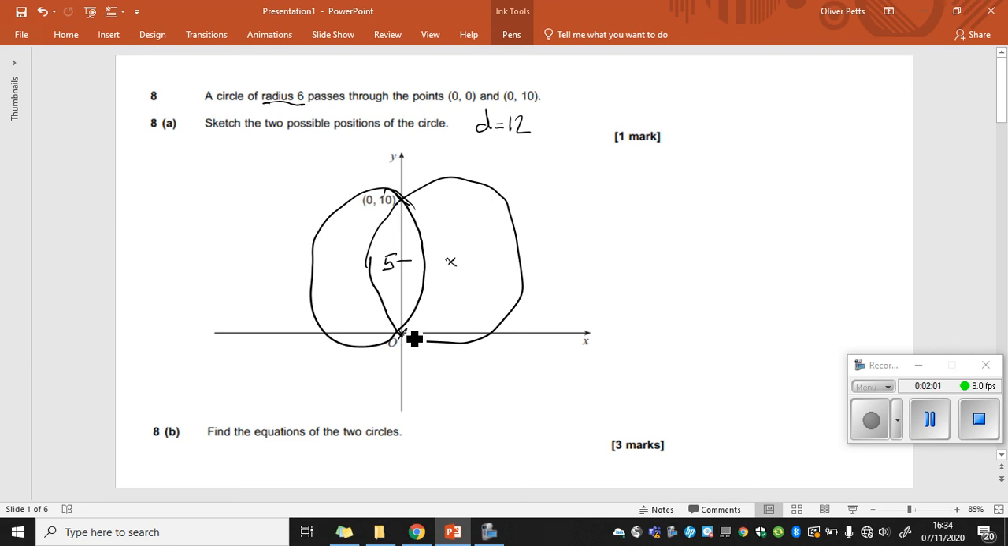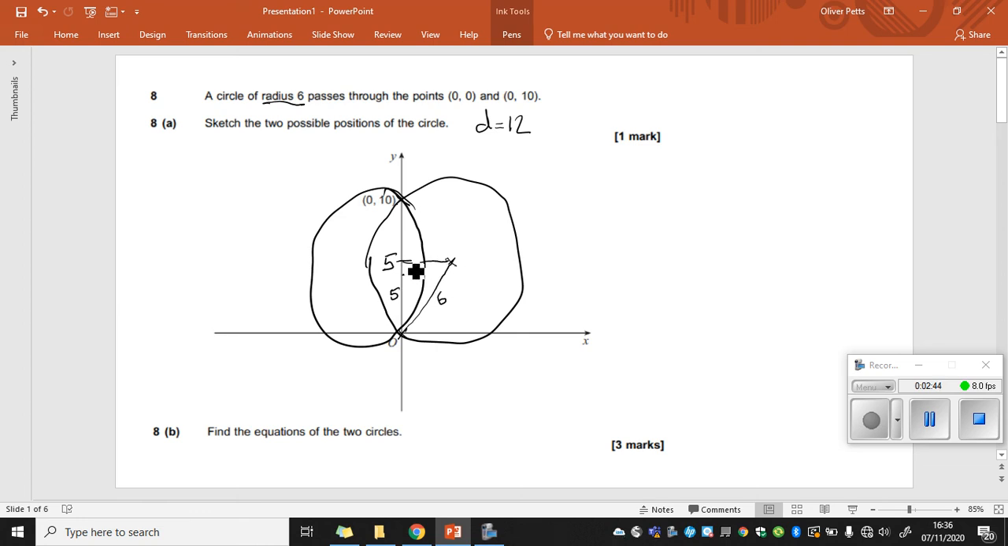If I now produce a right-angled triangle connecting either (0, 0) or (0, 10) to the center, and then connecting across to the y-axis, obviously that will be right angled there. What do I know about this right angled triangle? The distance from (0, 0) to the center is going to be the same as the radius. So I know that this side will have a distance of 6. I also know the distance from (0, 0) to this halfway mark up here is a distance of 5.